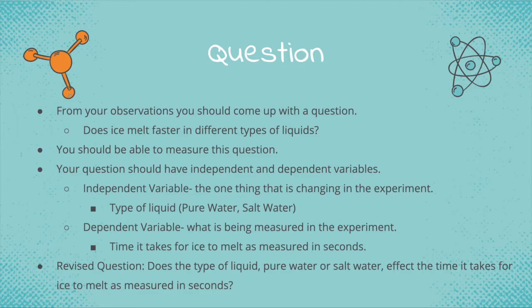Now, the dependent variable is what is being measured during the experiment. In this case, I chose to make the dependent variable the time it takes for ice to melt as measured in seconds. For scientific experiments, it is important that your units are part of the metric system, since most countries other than the United States use the metric system, which allows for the data to be comparable. So once you clarify your independent and dependent variable, you can create a revised scientific question. The one I came up with is, does the type of liquid, pure water or salt water, affect the time it takes for ice to melt as measured in seconds? It is important that your question is clear and easy to follow so that other scientists can replicate it.